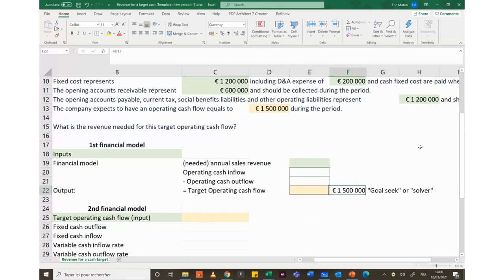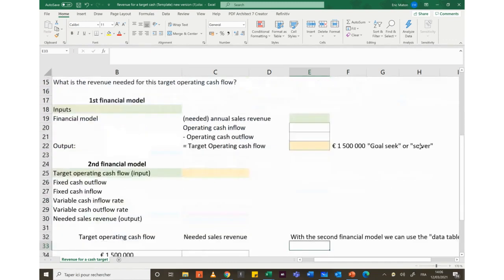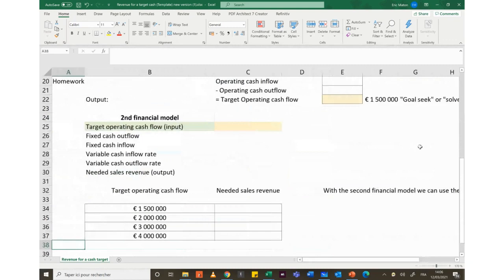And here we have a goal seek. We have a target of 1.5 million, and we can use the goal seek of the solver in order to find the good input. So thanks to the goal seek of the solver, we can find the input in function of the output. The second financial model, and in this one, now we can use the data table. We reverse the model. Now the target operating cash flow is the input, and the needed sales revenue is the output.